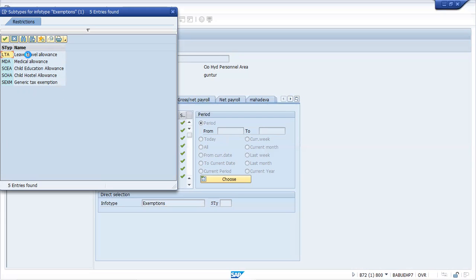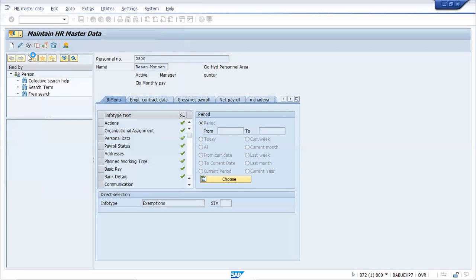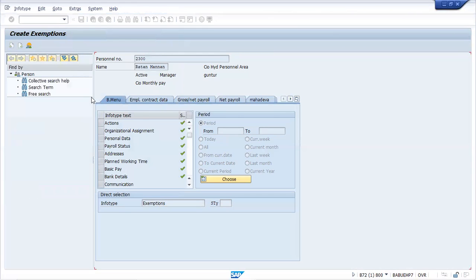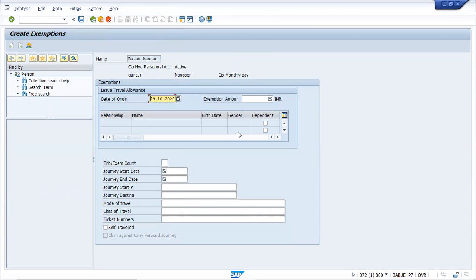Yes, LTA, you create it, and then after saving it, we will be checking those. So LTA, the leave travel allowance.